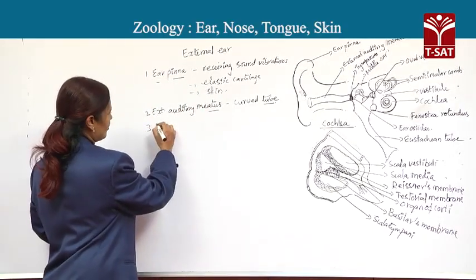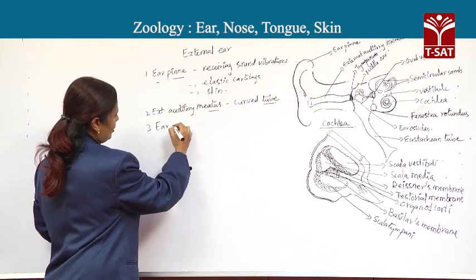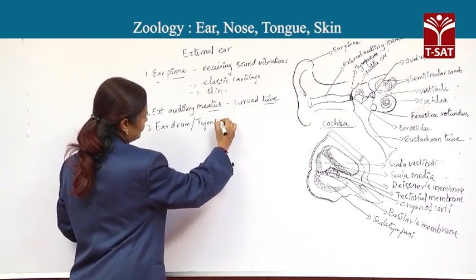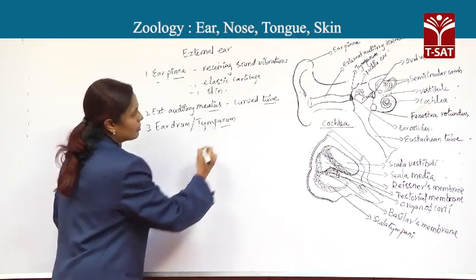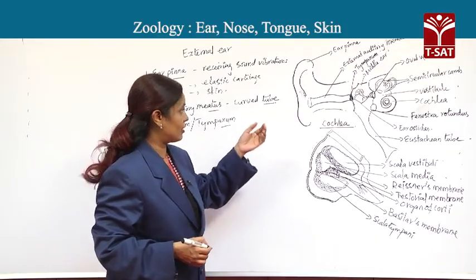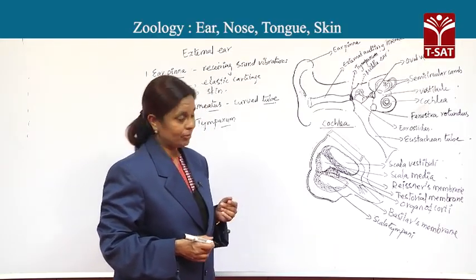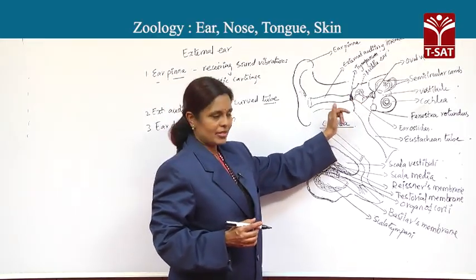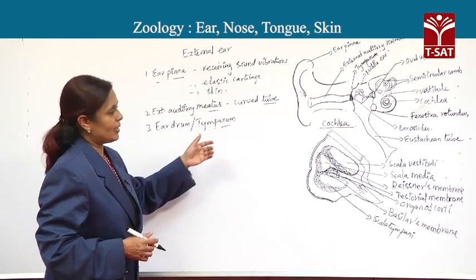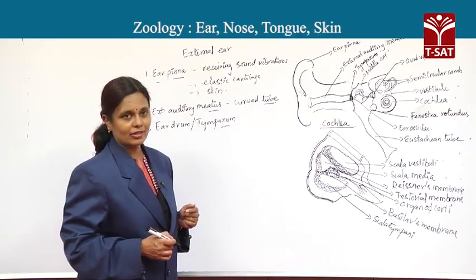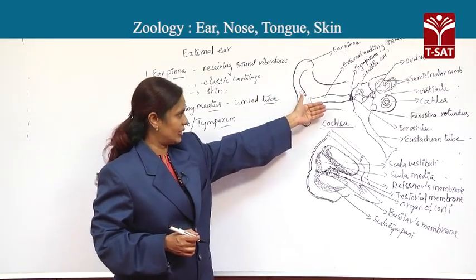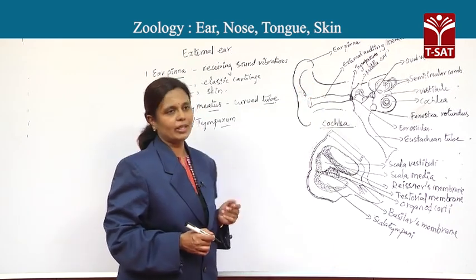The third part of it, the eardrum, otherwise called tympanum or tympanic membrane. This is a semi-transparent membrane made of connective tissue. Externally, it is covered by skin and internally covered by a mucous membrane. These are the three parts of the external ear. Earlobe, then the curved tube, external auditory meatus, followed by tympanum.